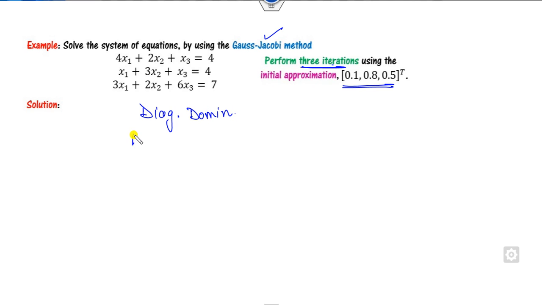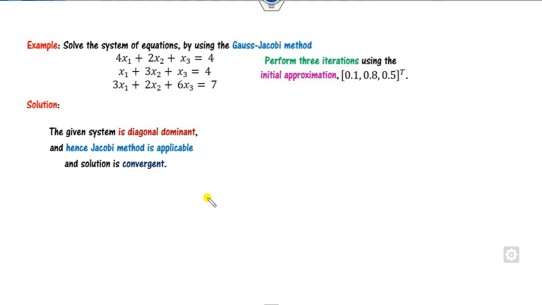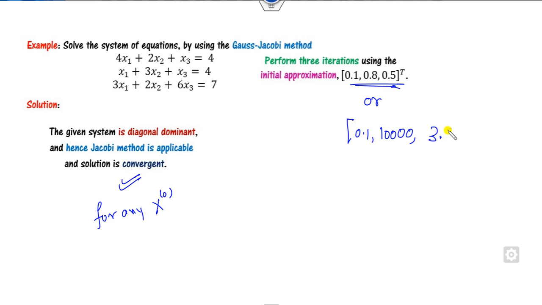So clearly 4 is greater than 2 plus 1. 3 is greater than 1 plus 1. And 6 is greater than 3 plus 2. So that means it is diagonally dominant. So it means the solution is convergent for any initial guess. You can take the initial approximation either as here or as this. You can take any of the values.